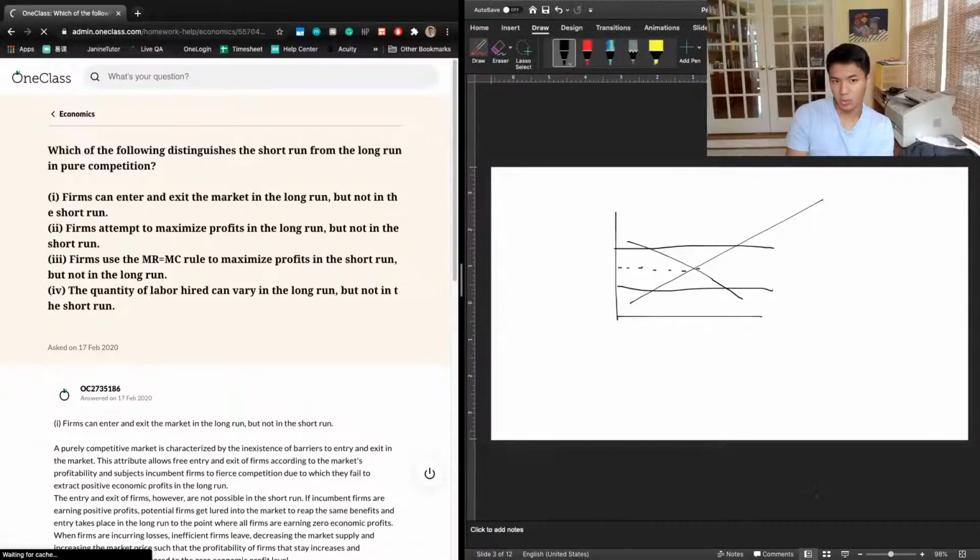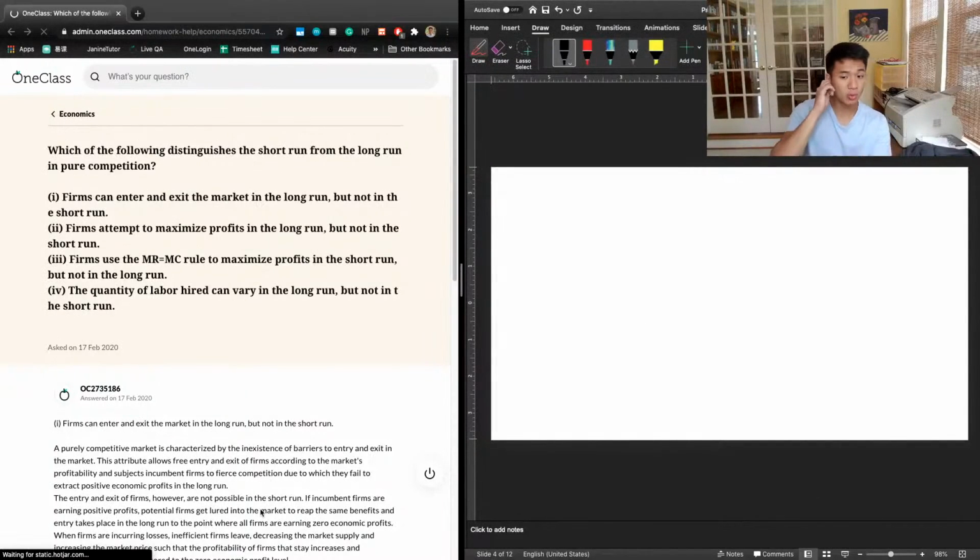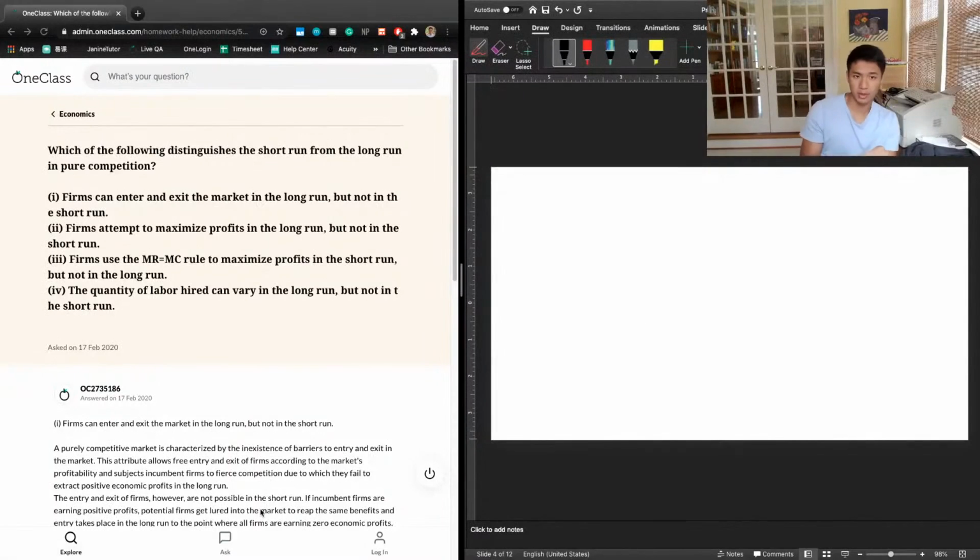Now our next question says, which of the following distinguishes the short run from the long run in pure competition? One says that firms can enter and exit the market in the long run, but not in the short run. Two says that firms attempt to maximize profits in the long run, but not in the short run. Three says that firms use the marginal revenue equals marginal cost rule to maximize profits in the short run, but not in the long run. And four says the quantity of labor hired can vary in the long run, but not in the short run.